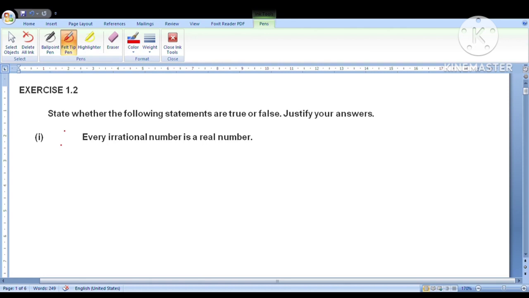So let's see the question. State whether the following statements are true or false. Justify your answer. That first question is: every irrational number is a real number.